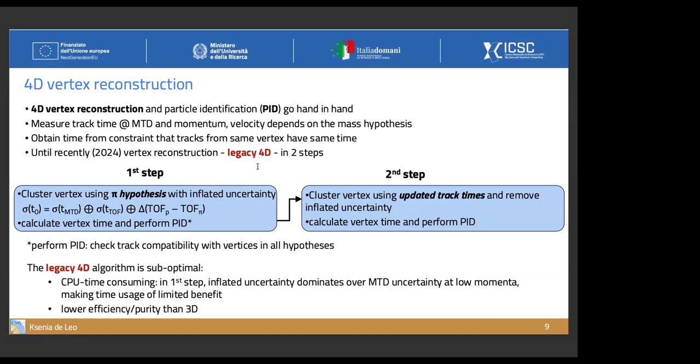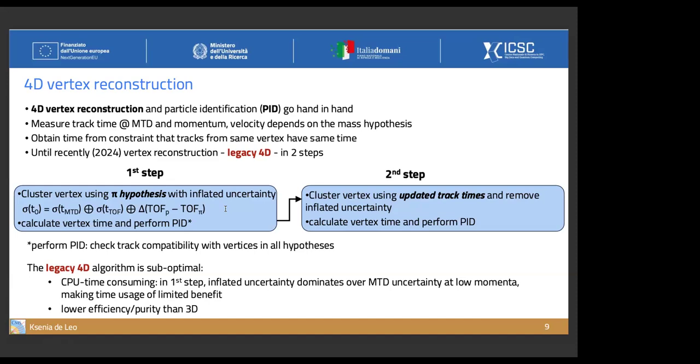So in the first step, we were using the pion hypothesis for all the tracks to cluster the vertices in 4 dimensions. And here we have this inflated uncertainty that comes from this assumption that we made. And this uncertainty is just the difference in the time of flight between the proton and the pion hypothesis. So with this first clustering of the vertex, we can calculate the vertex time and perform the particle identification, which means that we can check the compatibility of the track to the various vertices in the different mass hypotheses to check which is the most probable hypothesis.